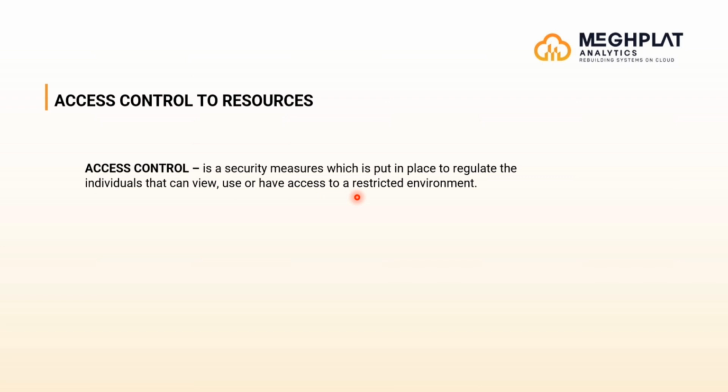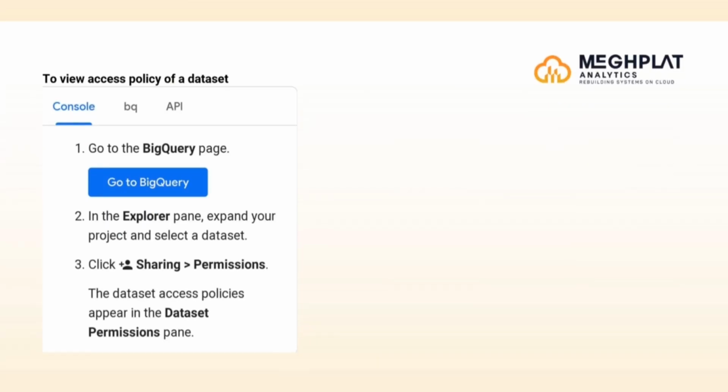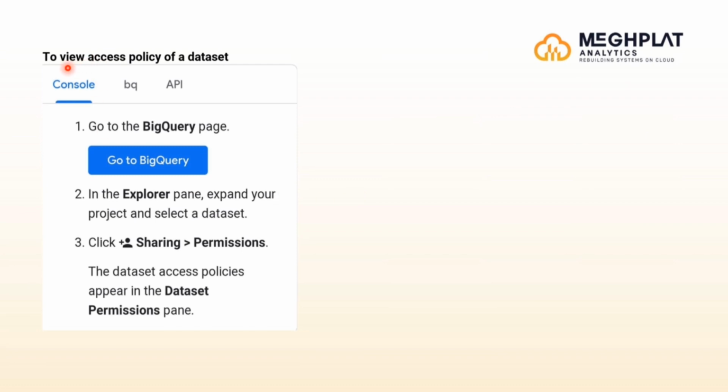You can see here, to view the access policy of a dataset, these are the steps. Go to the BigQuery page, then in the Explorer pane, expand your project and select the dataset. Then we need to click on sharing and permissions. So the dataset access policies appear in the dataset permissions pane. To view the access policies of a table, we need to follow these steps.